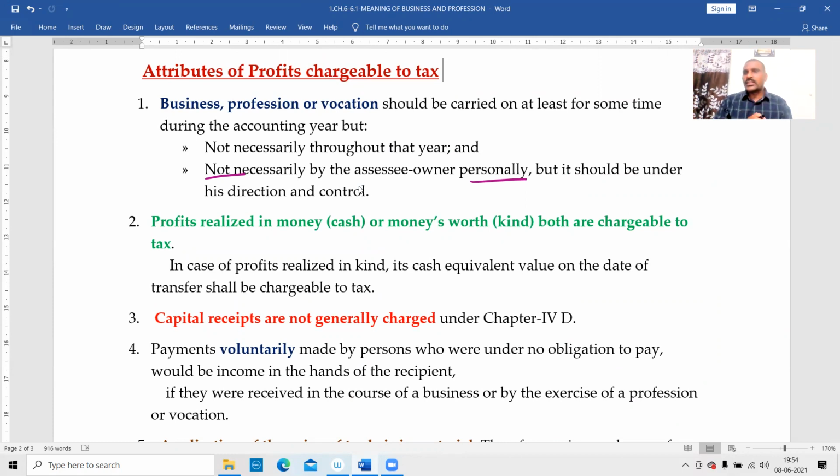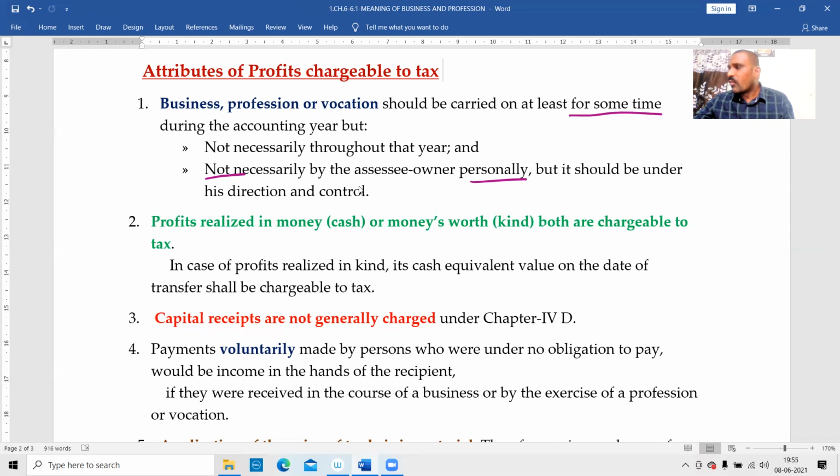Part-time business is taxable, and likewise indirect business done through an agent is also taxable. That means business carried on only for a particular portion of the year, say for example for 3 months or 6 months. A business carried on only for 3 months in a year is still taxable. A seasonal business is also taxable. Not necessarily throughout the year, but for some time during the year.